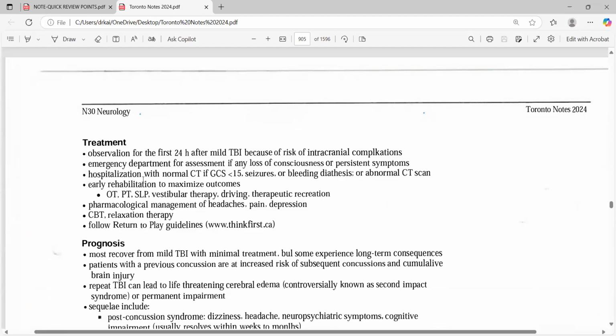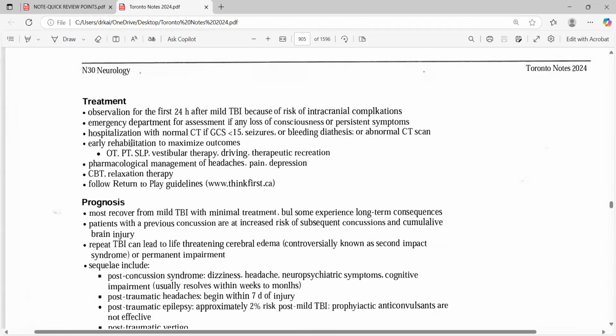Okay. So the treatment is observation for 24 hours after a mild TBI, the traumatic brain injury, because of the risk of intracranial complications. Then the emergency department for assessment if any loss of consciousness or any altered GCS. Hospitalization is usually for a normal CT scan but deranged GCS, or any bleeding disorder, or abnormal CT scan. Early rehabilitation to maximize the outcome, like occupational therapy, physiotherapy, speech language therapy, then vestibular therapy, driving therapy. So in those cases, we can go for that one.